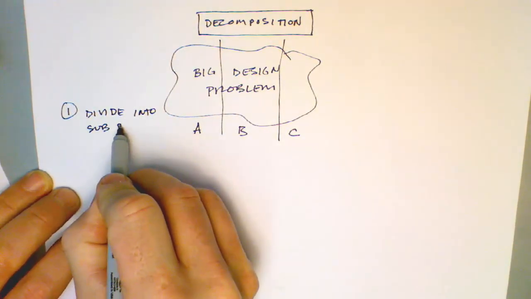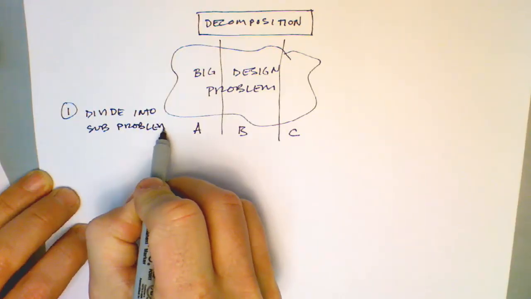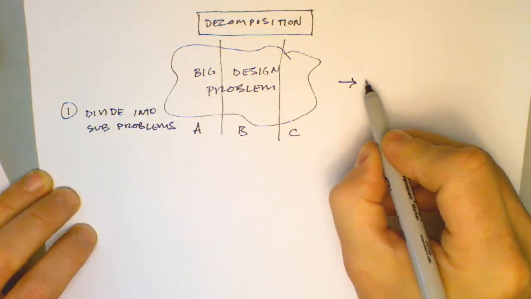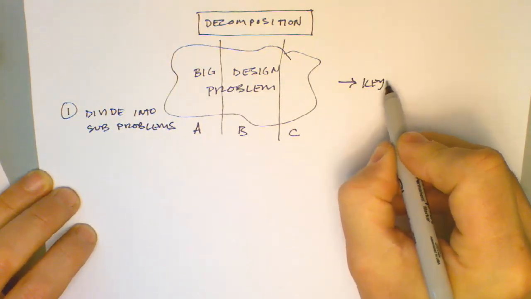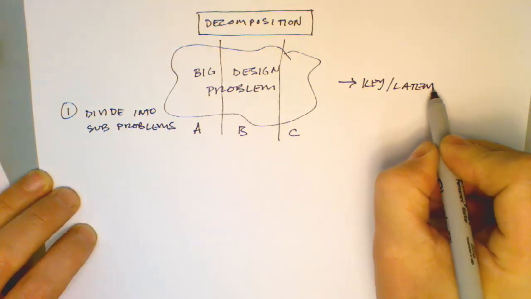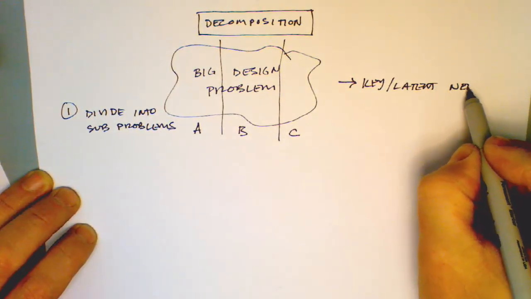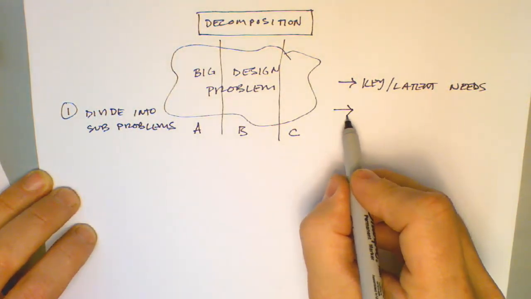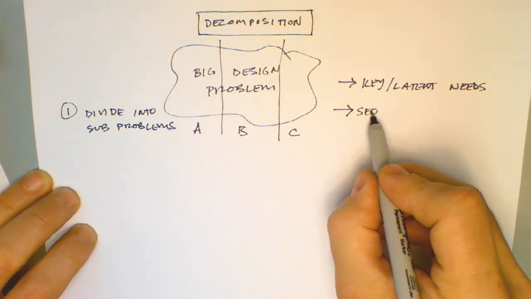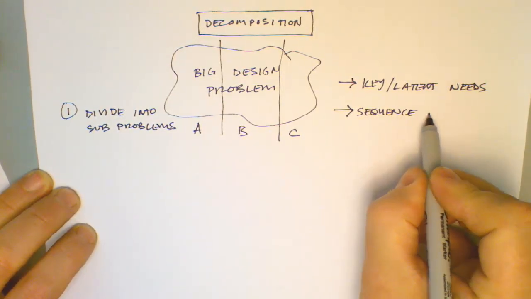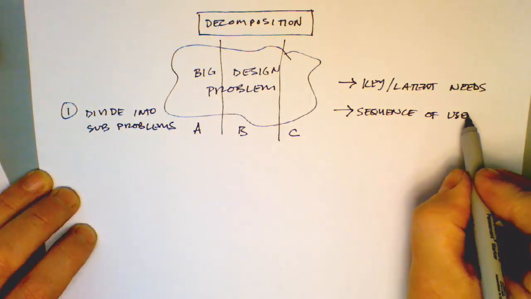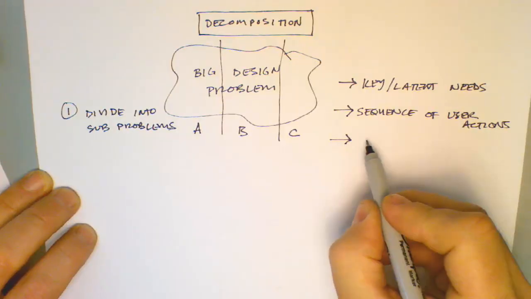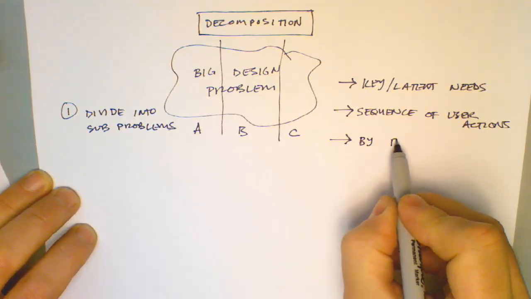And there are many ways to do that. In fact, I'm going to tell you about three eventually. You can do it by key or latent needs. That is, you can consider the key or latent needs that are part of the overall design problem. You can decompose by sequence of user actions. Thirdly, you can decompose by function.